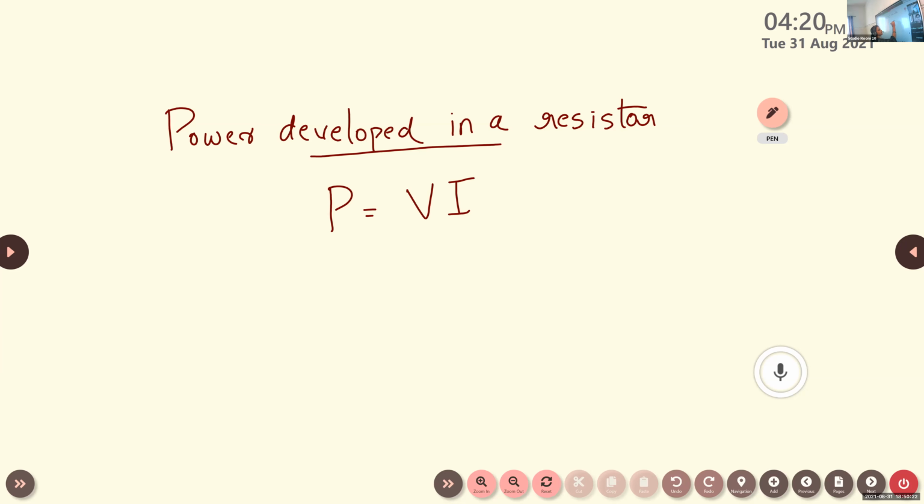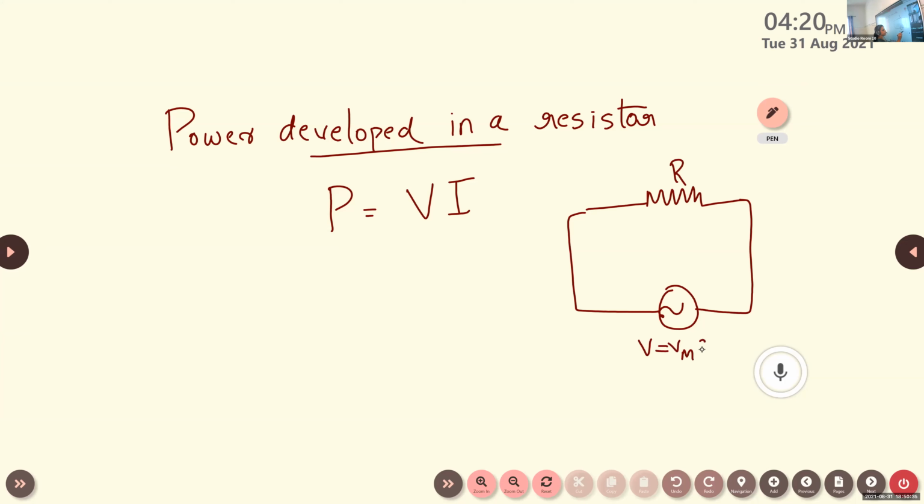Here we consider AC voltage through a resistor, that is, a resistor connected to an alternating source of EMF V equal to Vm sin omega t. When the alternating source of EMF is connected to the circuit, a current starts to flow through the circuit, equal to Im sin omega t. Here we are going to derive an expression for the power developed in this case. The power developed in an electric circuit is given by P is equal to V into I.